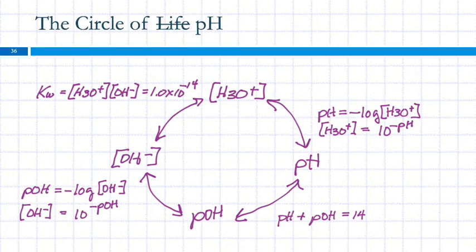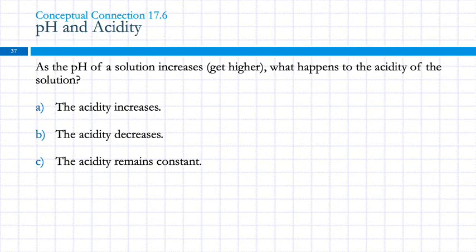I'm just going to take a screenshot of this and save you guys the trouble. So as the pH of a solution increases, gets higher, what happens to the acidity of the solution? It's lower. It gets lower. The acidity decreases as the pH gets higher.